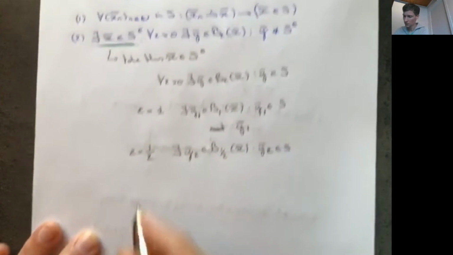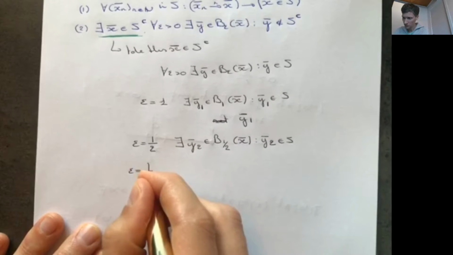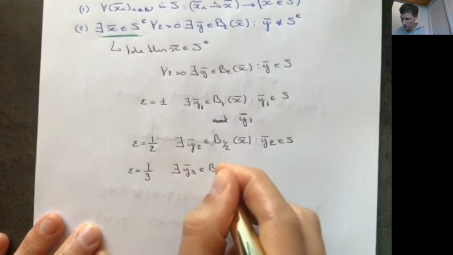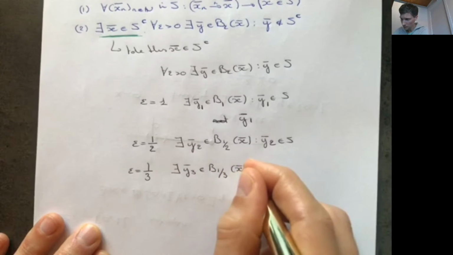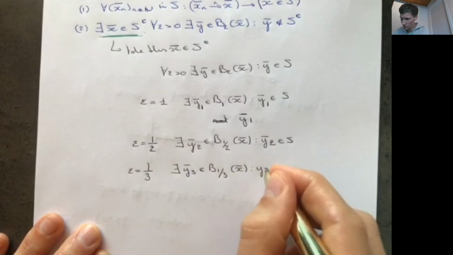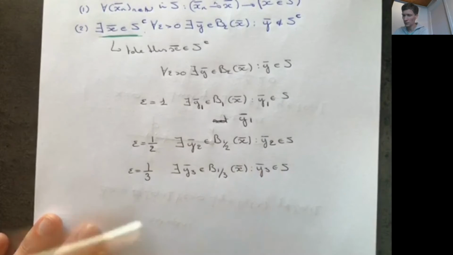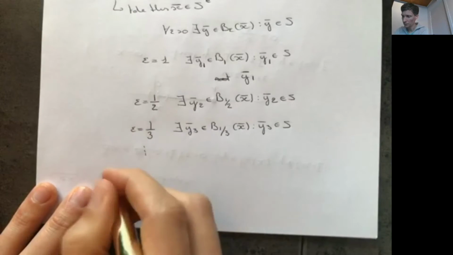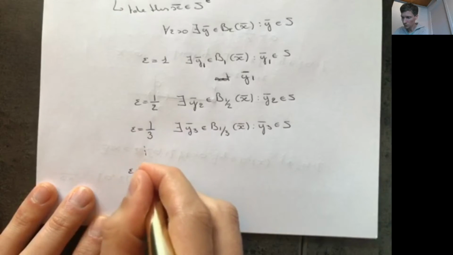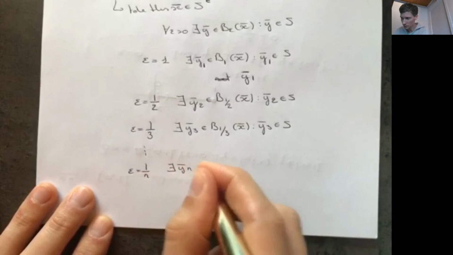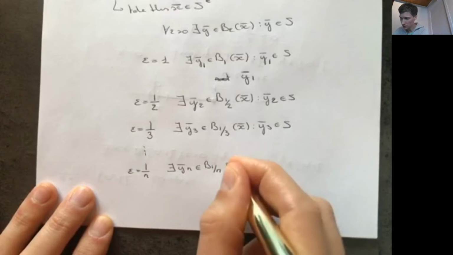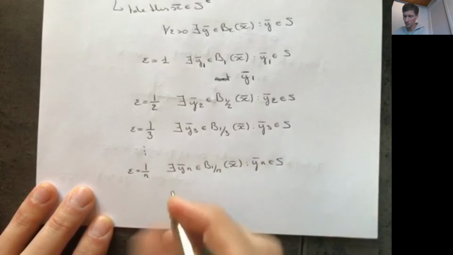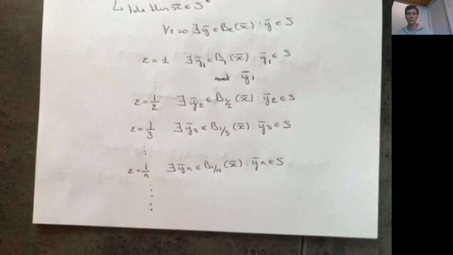And I know that y2 is in s. I can take epsilon to be, let's say, 1/3. Then I know that there's a y3 in the ball of radius 1/3 around x, such that y3 is in s. And I can keep doing this for smaller and smaller values of epsilon, right? So at the nth step, I will have epsilon equal to 1/n, and then I know that there exists a yn in the ball of radius 1/n around x, such that yn is in s. And I can continue doing this basically forever.